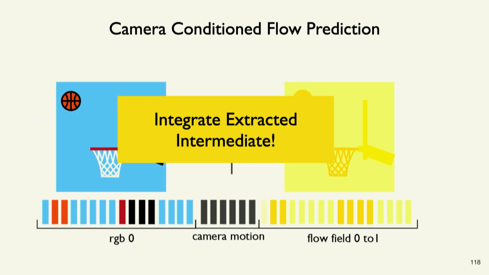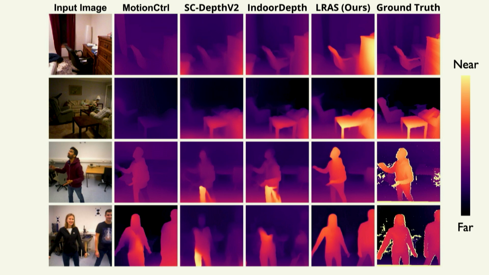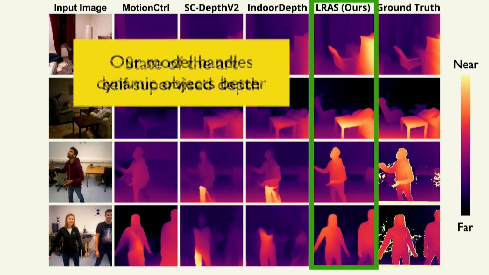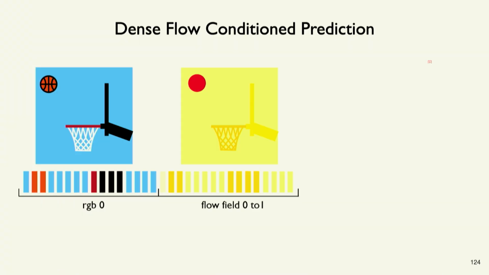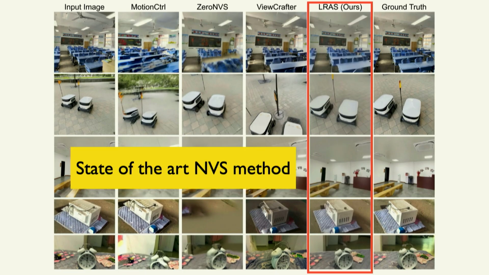Or we can integrate quantities we've extracted ourselves, like optical flow, in order to get optical flow conditioned prediction. So this allows us to obtain things like depth, and it allows us to condition the model with the optical flow as well, which allows us to get very, very sharp predictions of next frames.